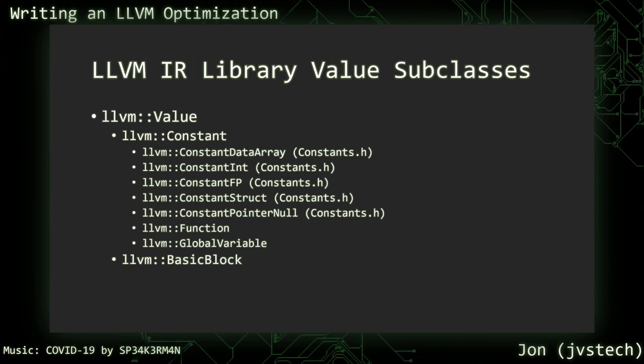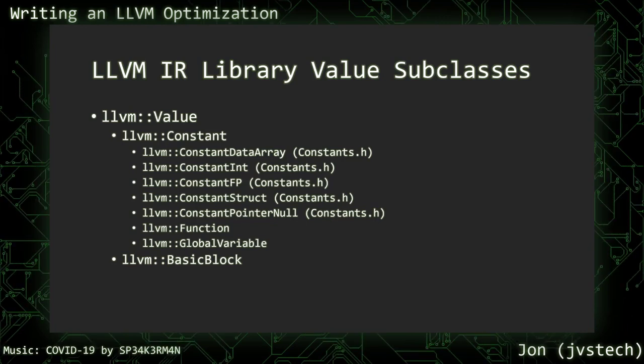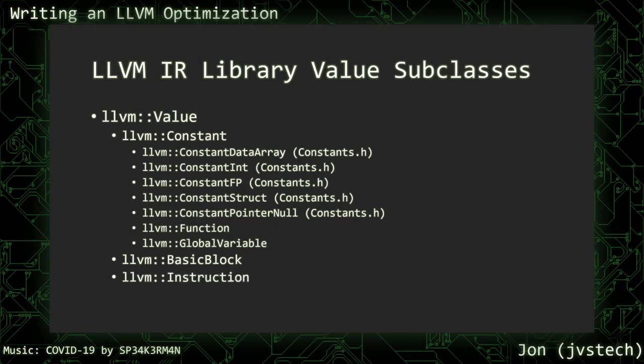The basic block class is a container for sequentially executed instructions. They can be referenced and are all assigned the label type. The instruction class is the base class for all other IR instructions.